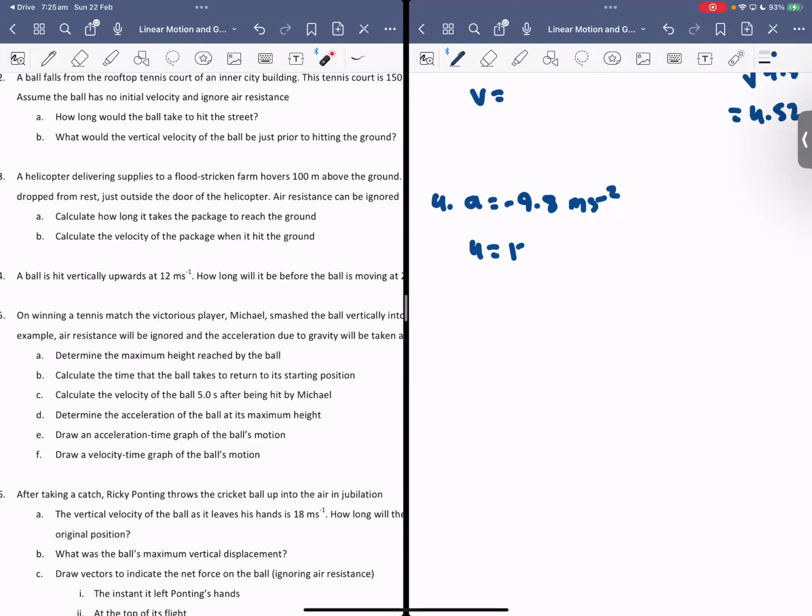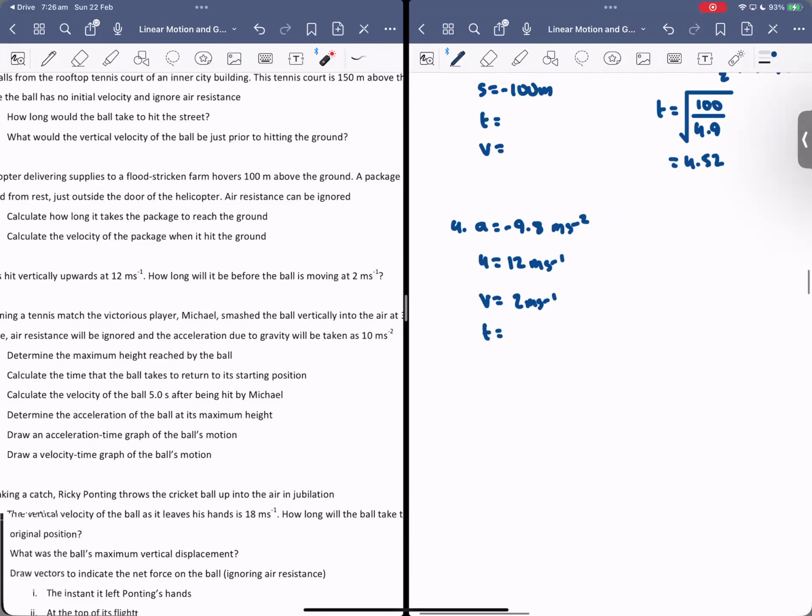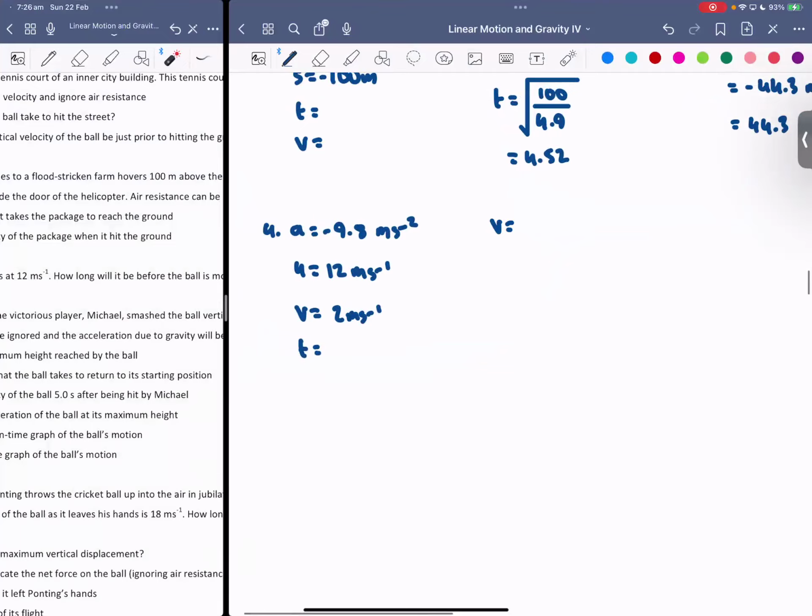Yes, the initial is 12, positive 12, because it's going up. What else? The final is 2, and we want t. Which formula has got u, a, v, and t? V equals u plus at. Simple as that. V is 2, u is 12, a is negative 9.8, t is unknown. 2 take 12 is minus 10. Minus 10 divided by minus 9.8 will give us t. So how much is that? 1.02 seconds. That is how long it takes.